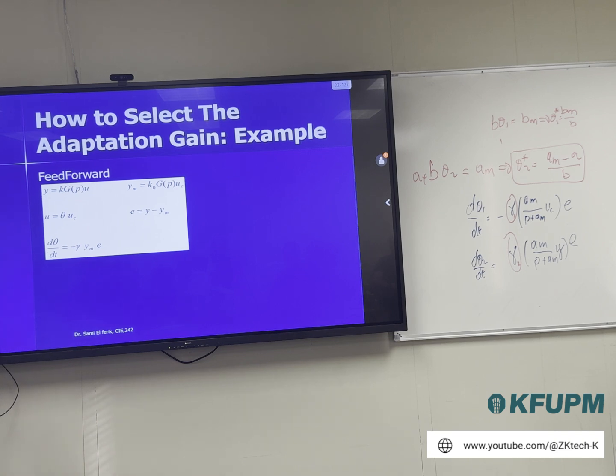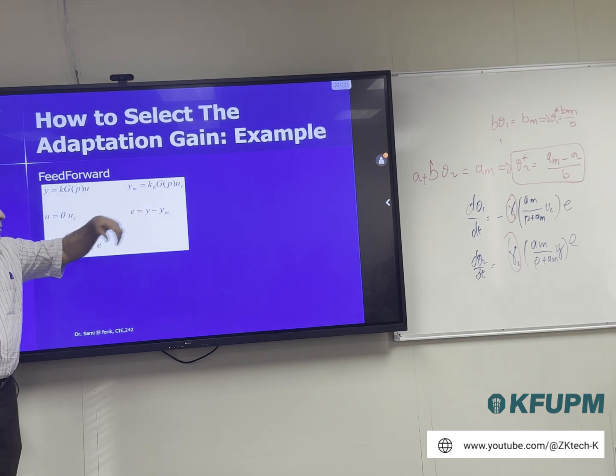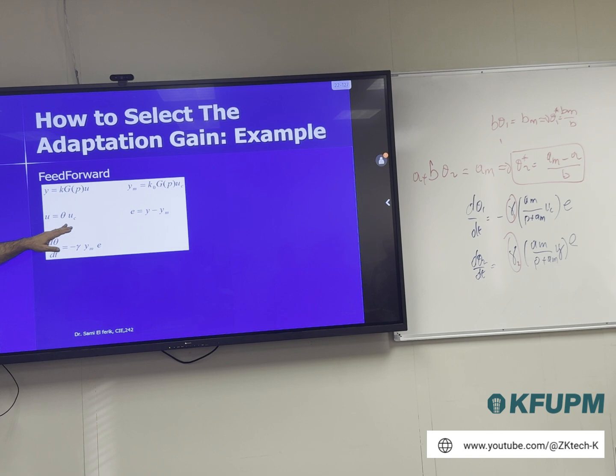Alright, in order for me to see how I'm going to select gamma, because this is one of the questions that we put at the beginning. We said, how can we select gamma? The way we are going to do it is by just looking at the feed forward. So I'm going to go back to feed forward and say y is equal to k times Gp applied to u, ym is equal to k0 Gp applied to uc, u equal to theta times uc, the error is y minus ym, and the derivative of theta with respect to t, which we found last time, is equal to minus gamma ym multiplied by e.